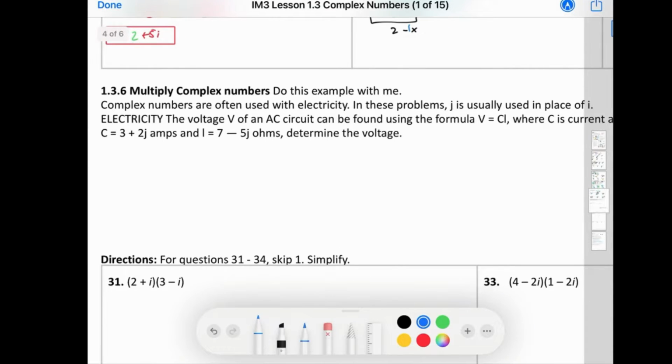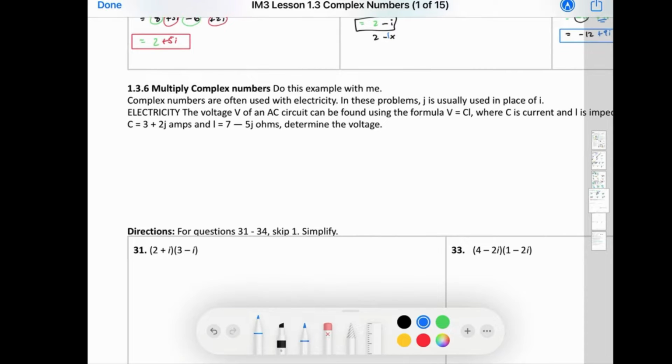Multiplying complex numbers. Do this example with me. Complex numbers are often used with electricity. In these problems, J is used in place of I. They'll tell us why. If not, maybe I'll help you.